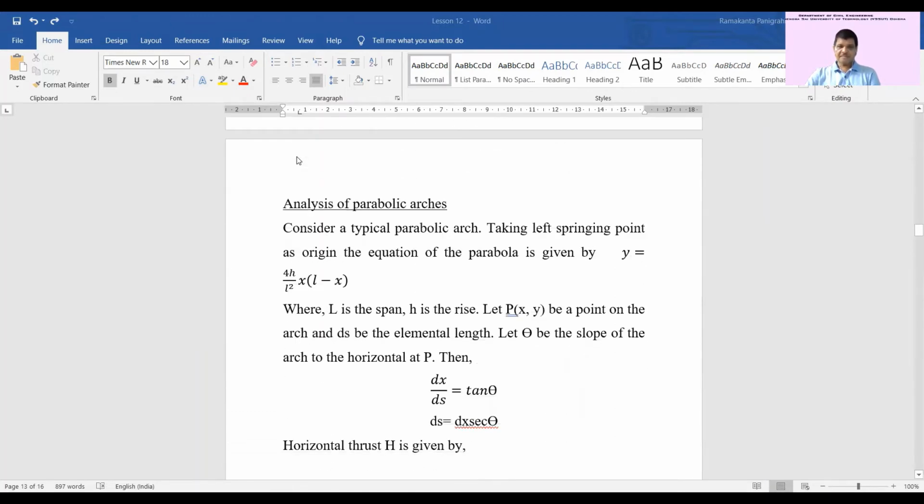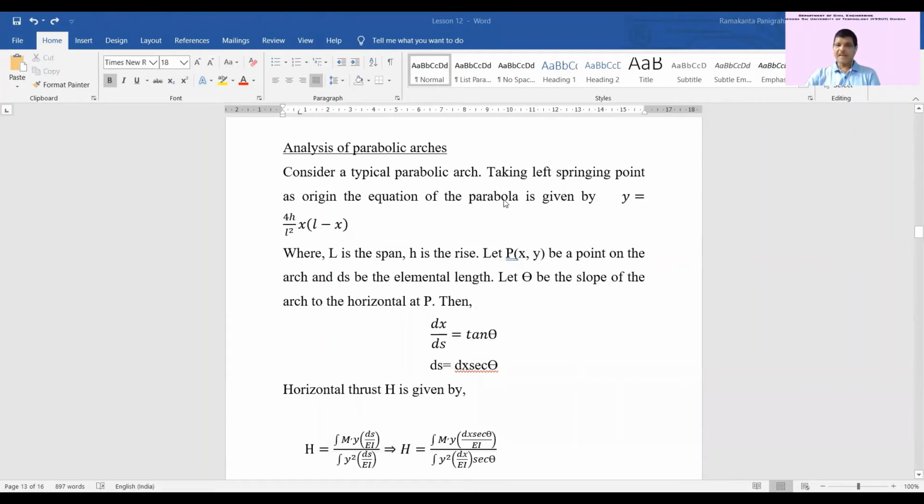Let us go for parabolic arches. In a parabolic arch, we have already discussed what happens. If you are going for a parabolic arch, now let this be a parabolic arch. Here in the parabolic arch, this is your right edge, okay. And if you take any section at a distance, this is equal to your x, and this distance is your y. Any section is equal to y.